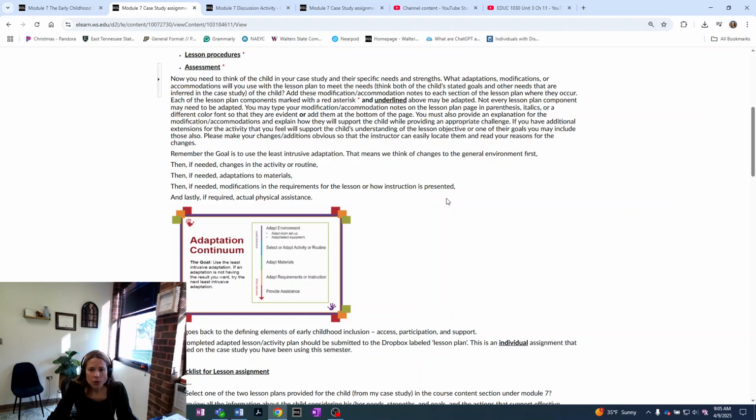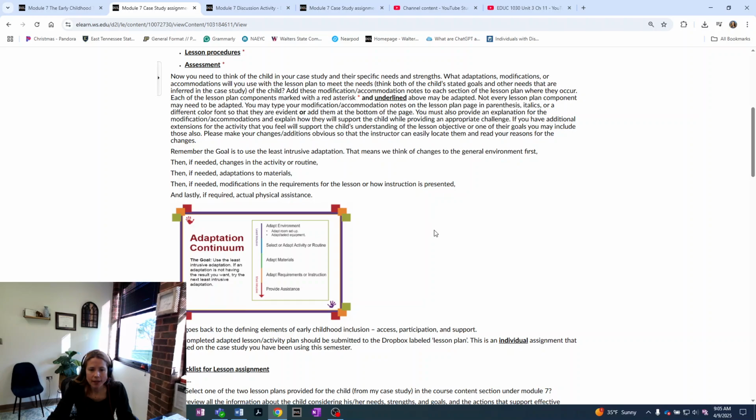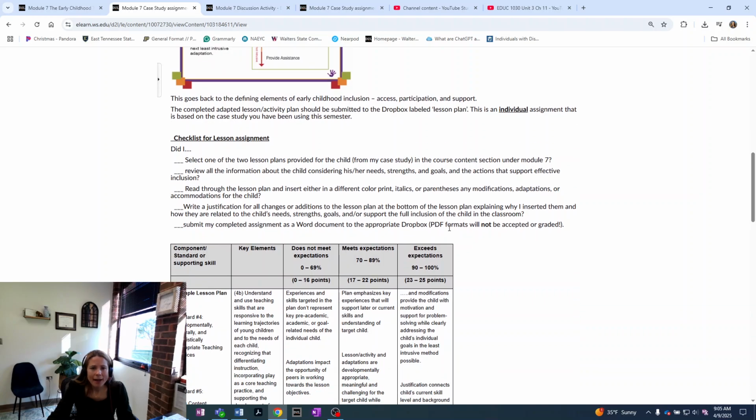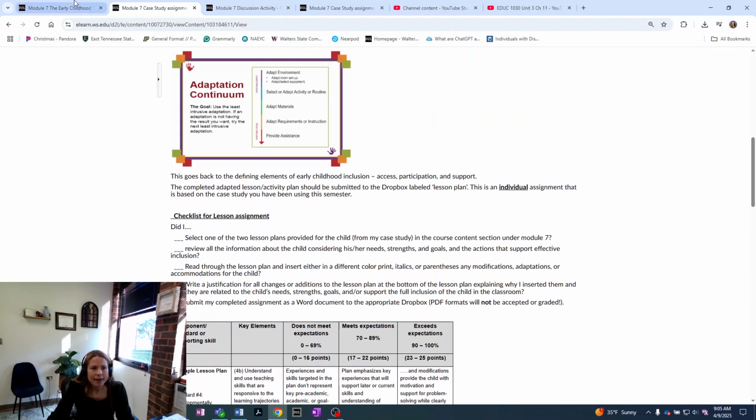Now, I want you to also look in the instructions part. It says that you can list additional extensions for the activity that might help the child. So those could be added as well. Okay. I put a checklist here for you to make sure that you look through the actual assignment and you completed all the components I'm asking for, right? Don't forget you have to write that justification at the bottom of your lesson plan. And this will be submitted to Dropbox.